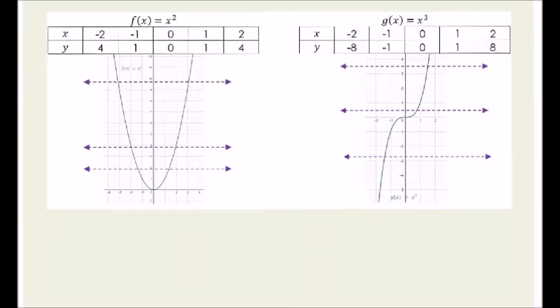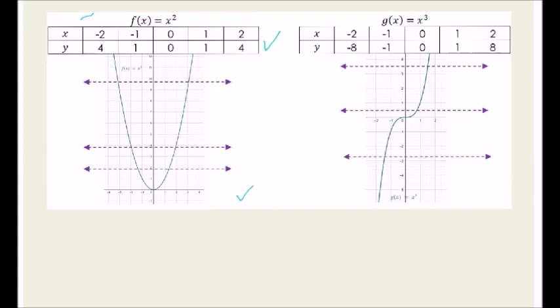Okay, to further explain how a one-to-one function looks, whether it is presented as an equation, on a table, or in a graph, let's take the two examples that we have here. We have f of x is equal to x squared, and the other one is g of x is equal to x cubed.